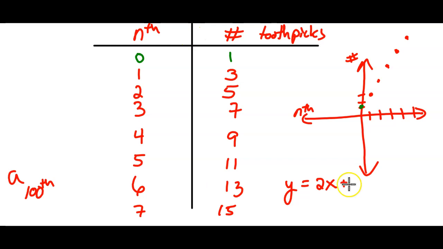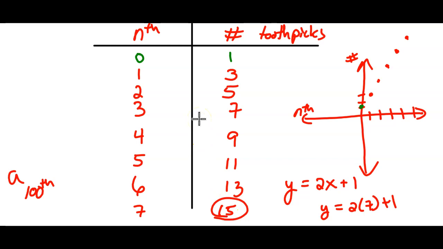So our y-intercept here is 1. So y equals 2x plus 1. That's going to be our equation for it. And you can test it out. So what about our 7th term? If I put a 7 in there, I get 2 times 7 plus 1. 2 times 7 is 14, plus 1 is 15, which is what we had. And you can check it with any of these.